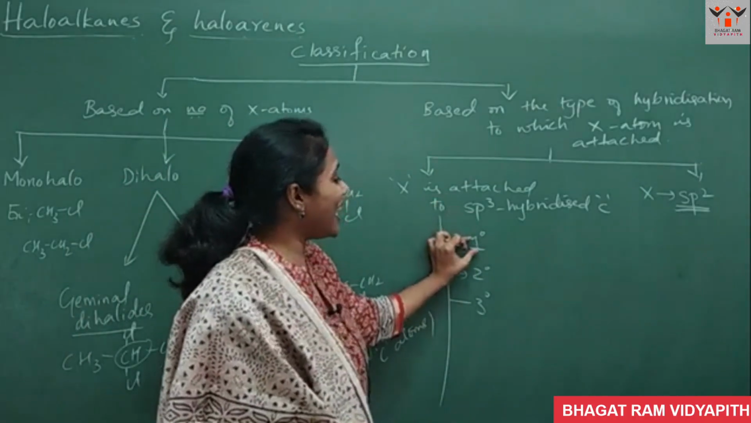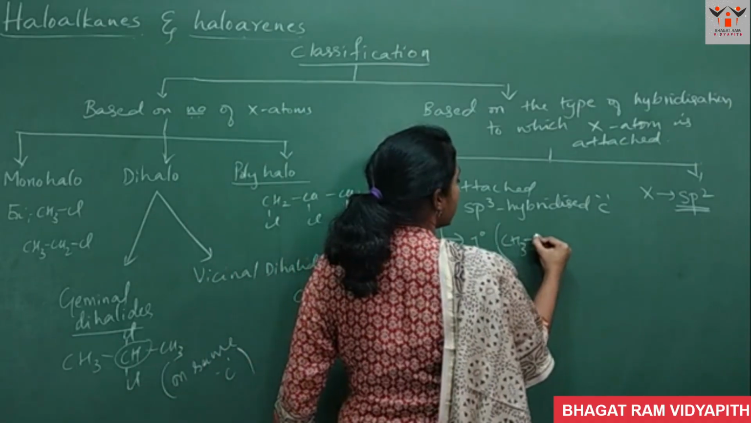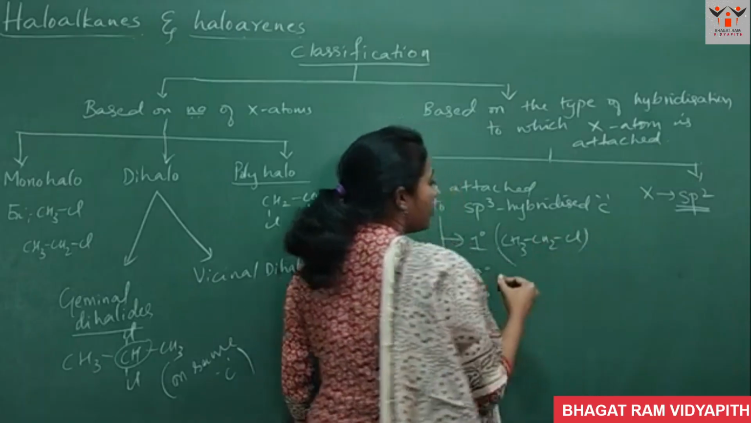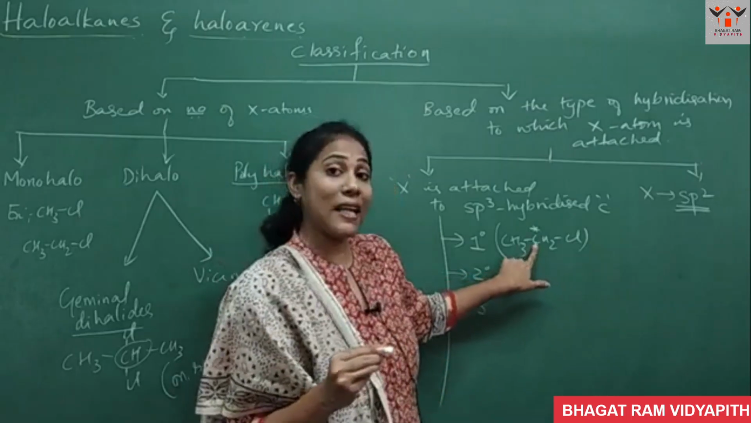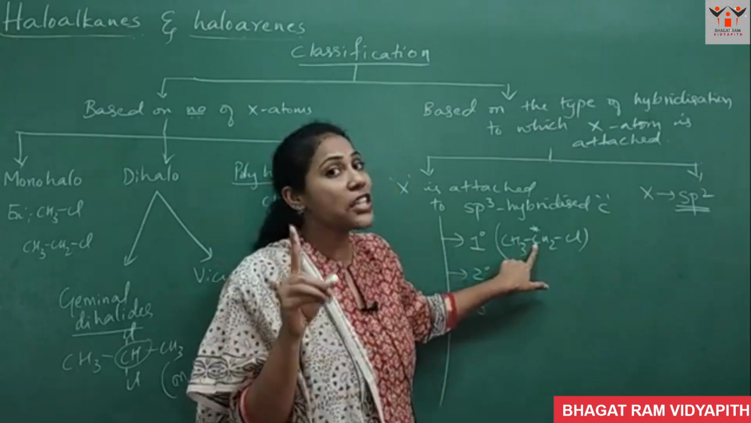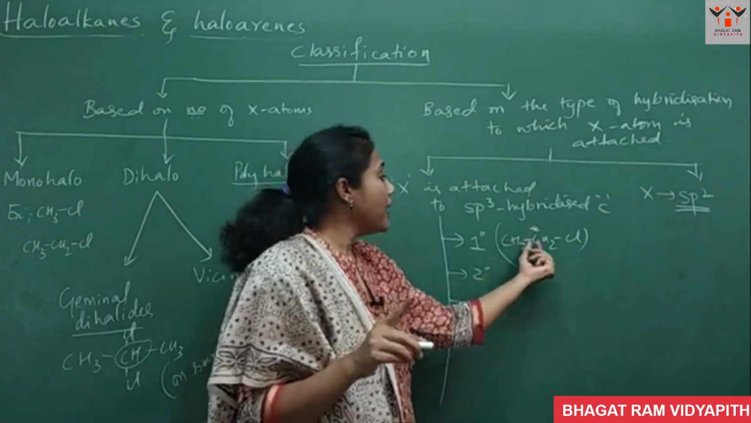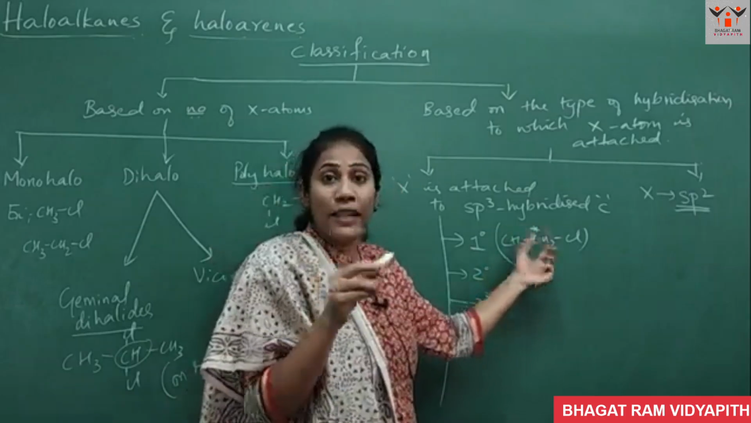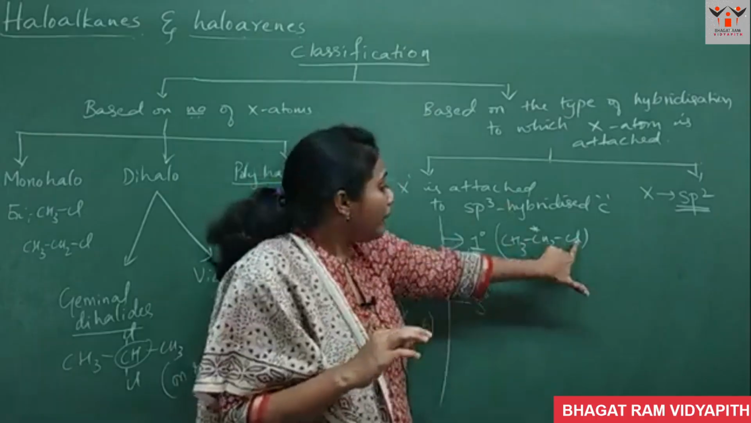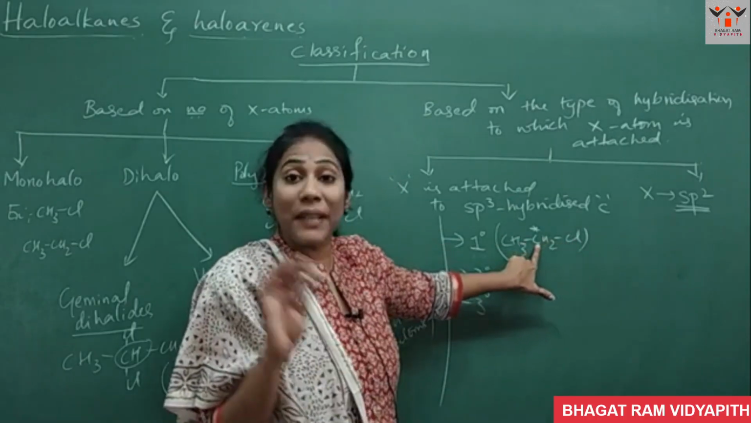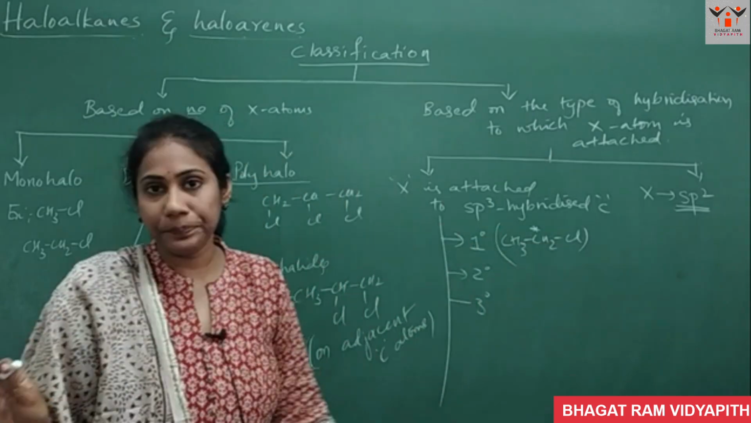So what did I tell you? If X is attached to primary carbon, for example, look over here, CH3CH2Cl. This carbon is called primary carbon. A primary carbon is that carbon which has only one C-C bond around. So if a carbon has one bond with another carbon, then it is a primary carbon. If halogen is attached to a primary carbon, then it is called a primary haloalkane.